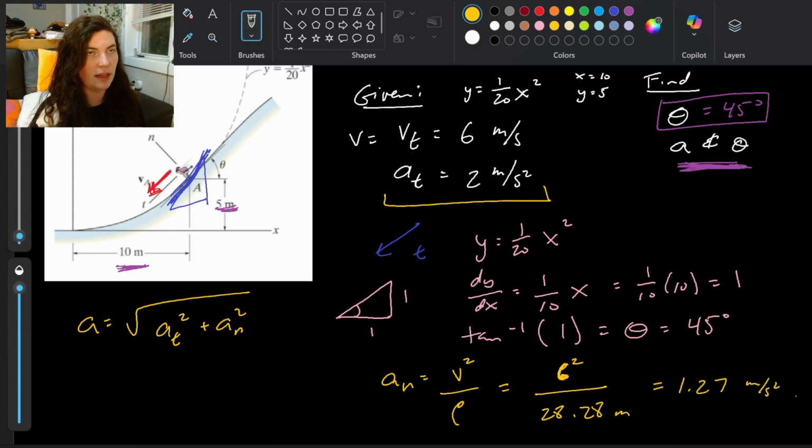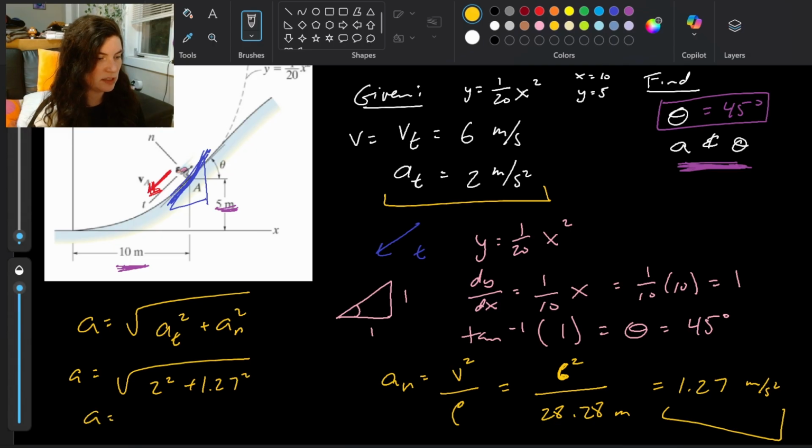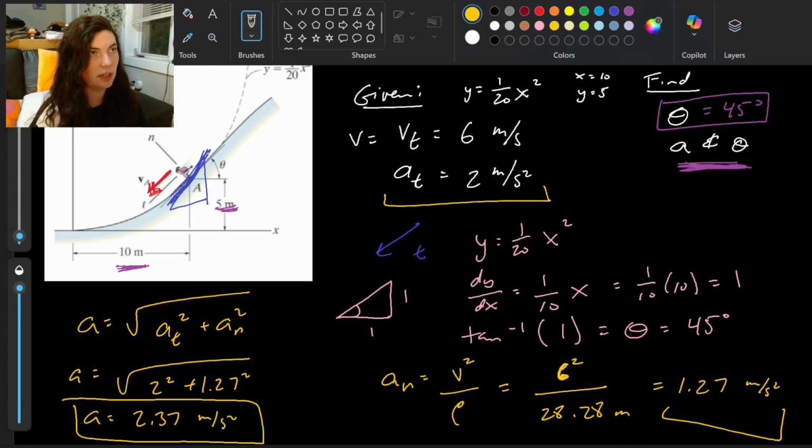Now that's meters per second squared. And so now that I have this guy, I can plug it in to find the magnitude of that acceleration. Acceleration is the square root of 2 squared plus 1.27 squared, which gives us an acceleration of 2.37 meters per second squared when I pop that puppy into the calculator.